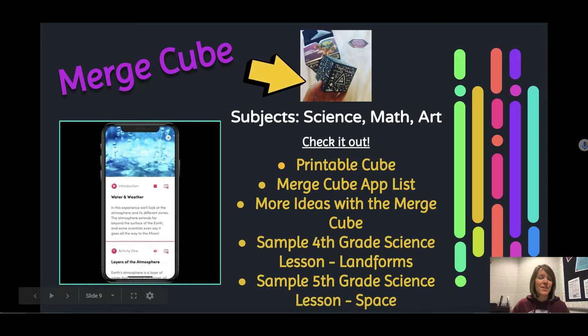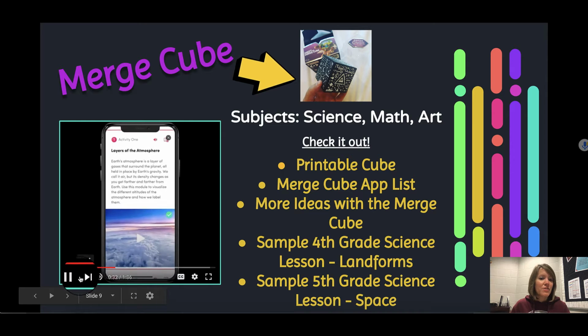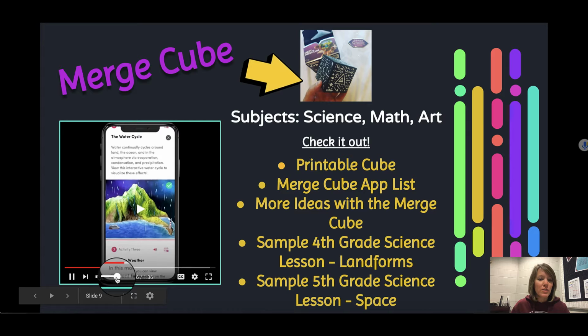In this experience, we look at the atmosphere and its different zones. So over here, the atmosphere on the far left, going beyond the surface of the Earth, you see that some scientists even say it goes all the way to the moon. I'm just going to turn that down a little bit.